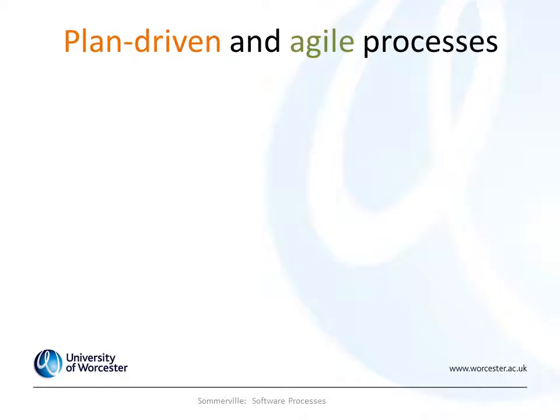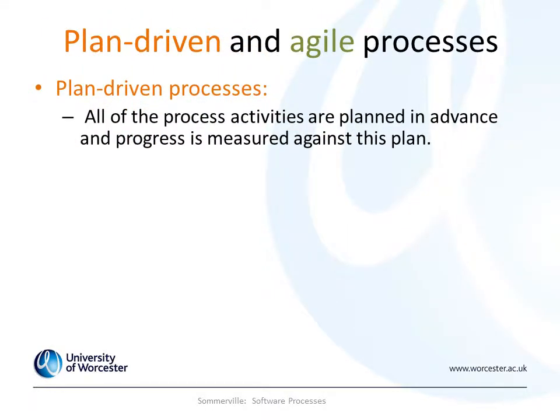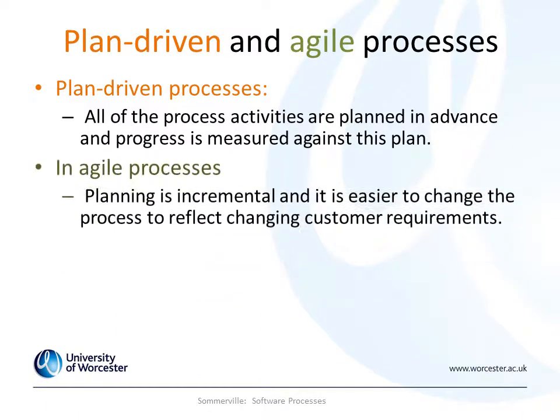Throughout the course, we're going to look at two ways of going through the life cycle development, plan-driven or agile. In plan-driven processes, all the processes and activities are planned in advance and progress is measured against this plan. In agile processes, planning is actually incremental and it's easier to change the process to reflect changing customer requirements. In practice, most practical processes include elements of both plan-driven and agile approaches.